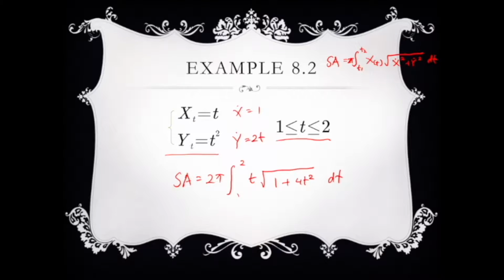Now this is just a very simple u substitution problem. You can just let u equal 1 plus 4t squared and du equals 8t, and then just multiply this by 8 divided by 8, and then the t and dt will become du, and it becomes a very simple integration.